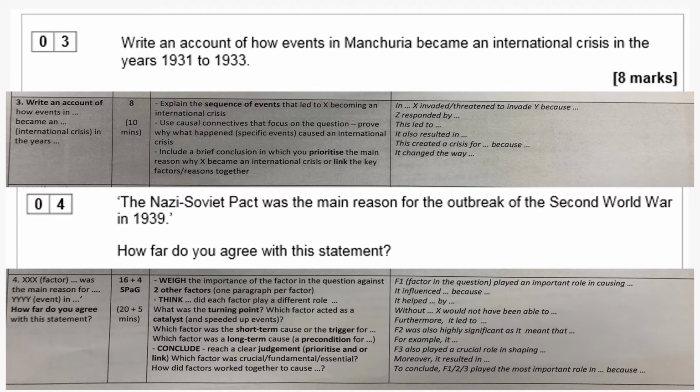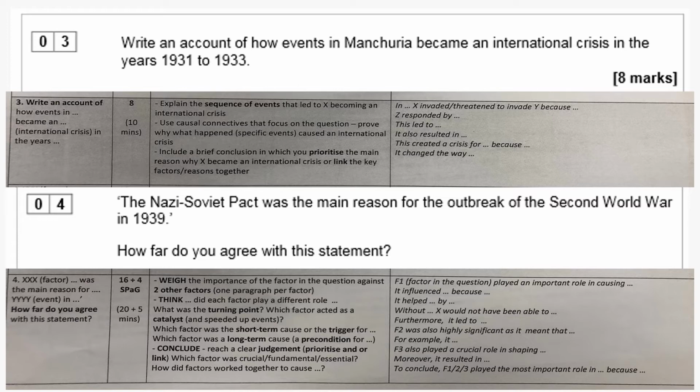Our next questions, hopefully these are familiar to you because you've practiced these two questions. So write an account of how events in Manchuria became an international crisis. What you should be looking to do when you're doing a write-an-account question is go through the events in order. So what happened and when. So we're talking about the Manchuria crisis. Personally, I would start before the year 1930. I would start in 1929 talking about the Wall Street Crash.